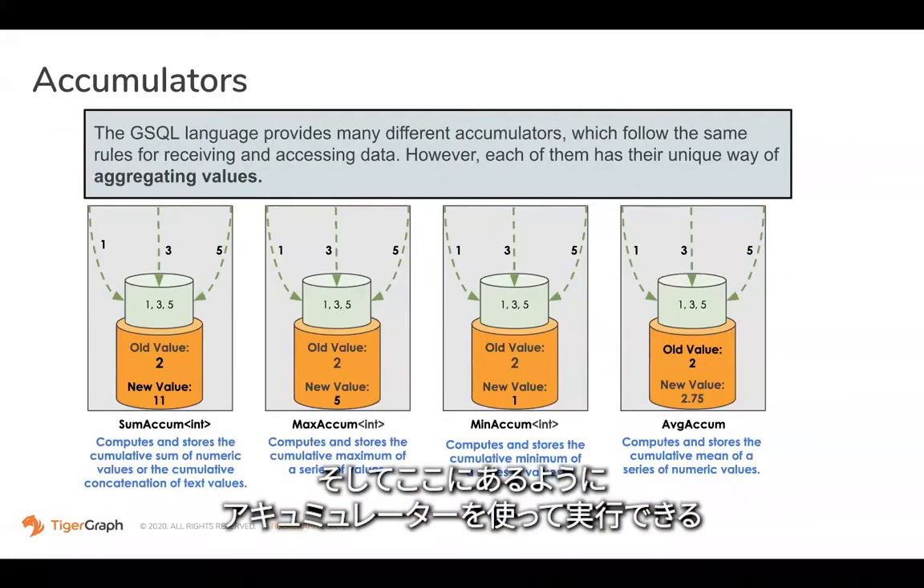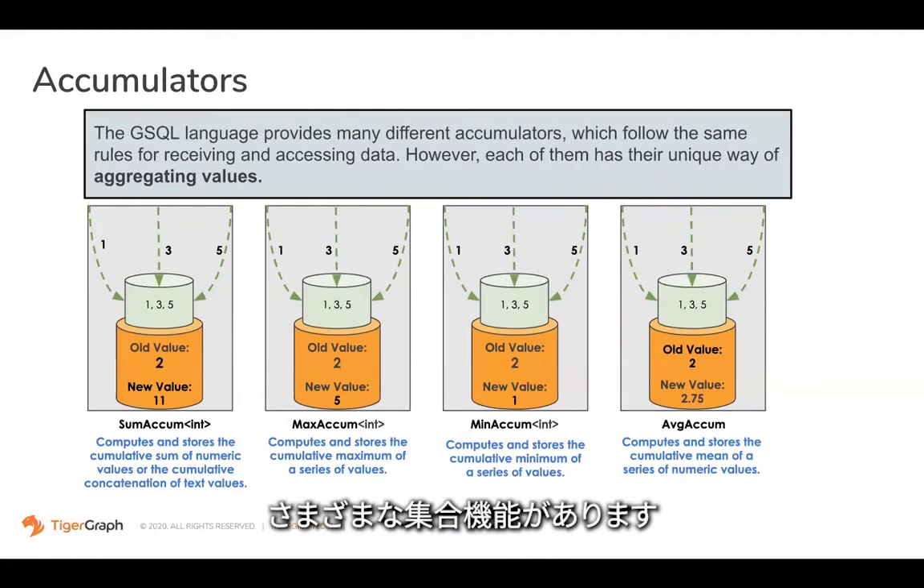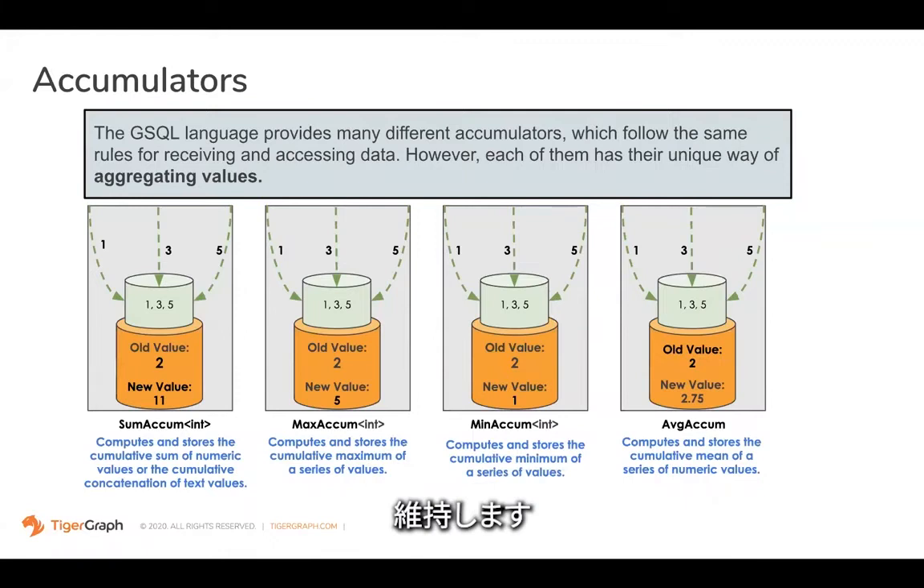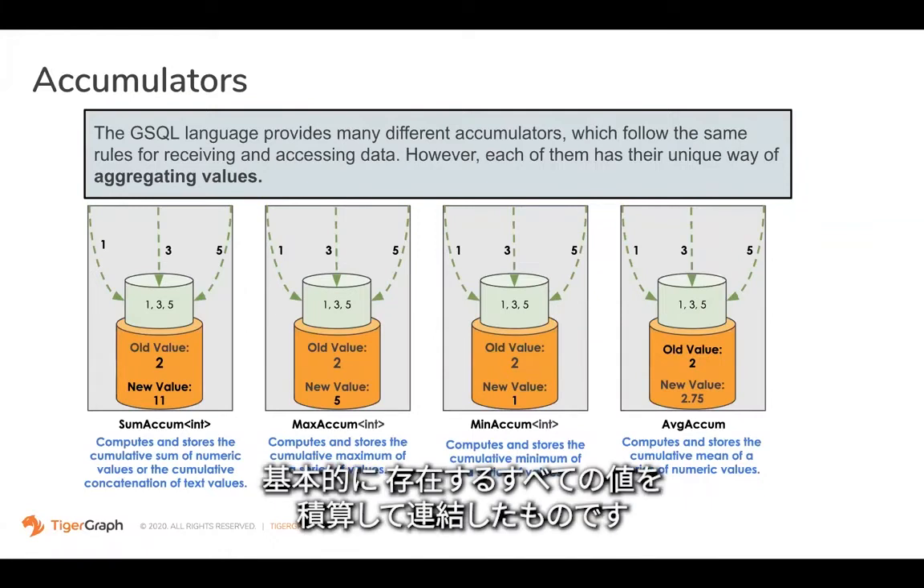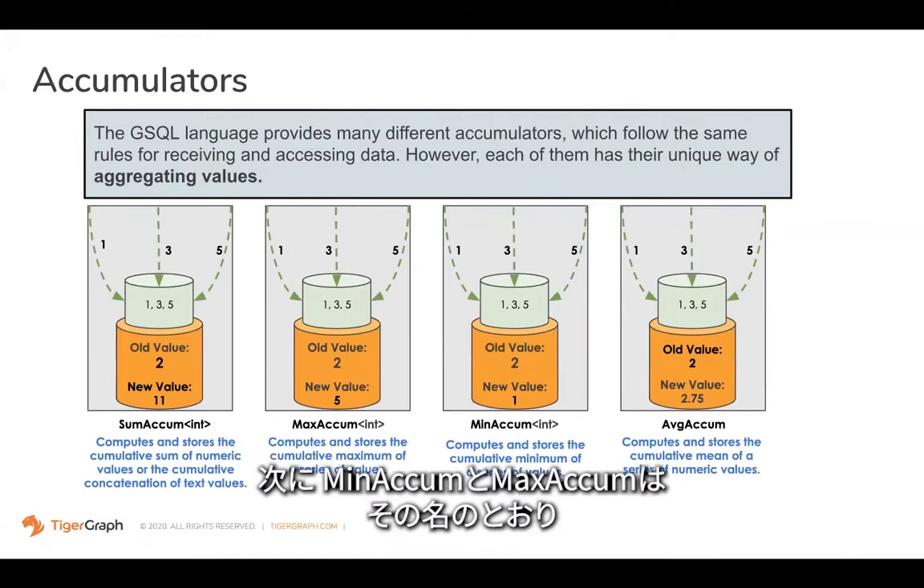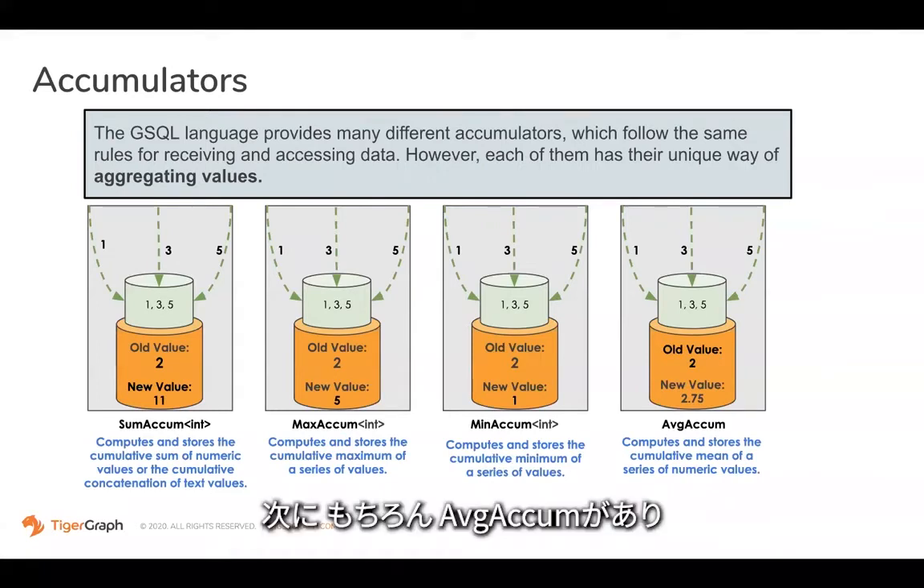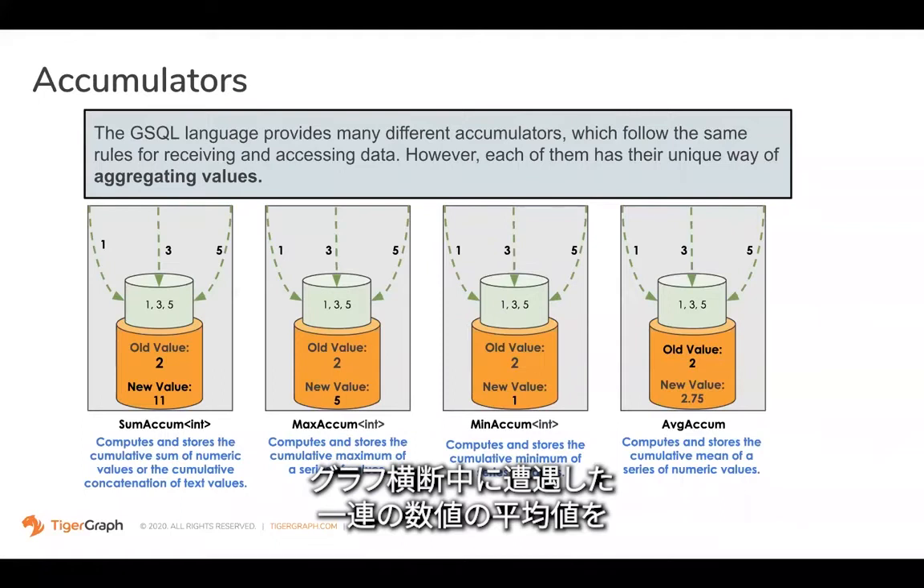And like I said, there are different aggregate functions that can be performed using accumulators. We have SumAccum, which keeps a running total of the integer values, or a cumulative concatenation of all the values. Next we have min and max, which store the least or the greatest value of a series of values encountered in a traversal. And then of course we also have average, which computes and stores the mean value for a series of numeric values seen in the graph traversal.